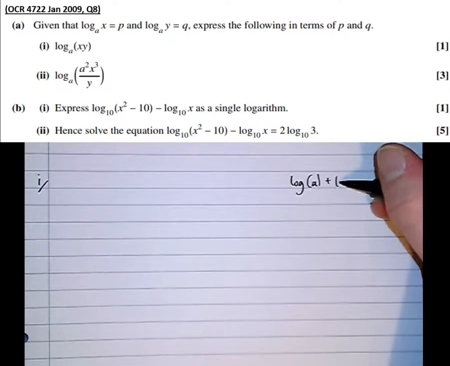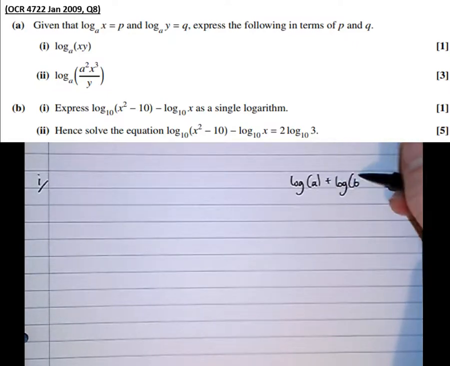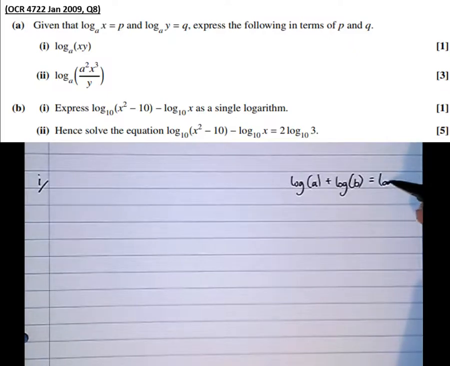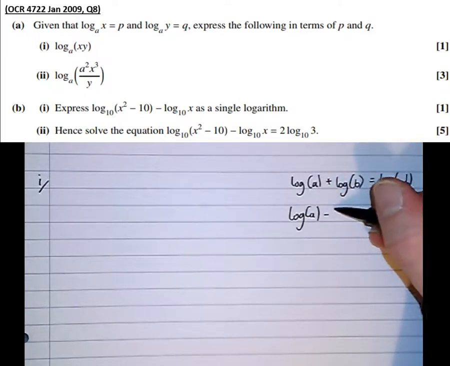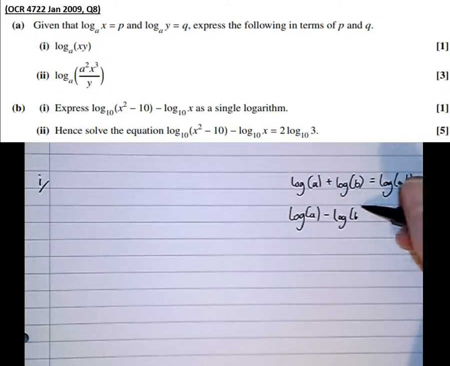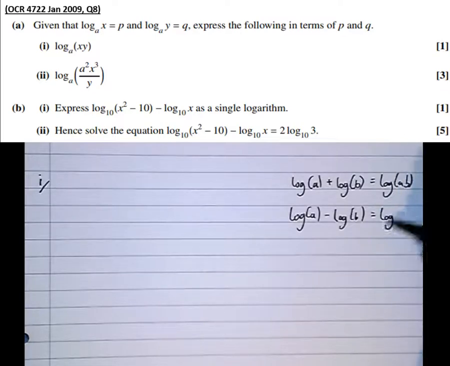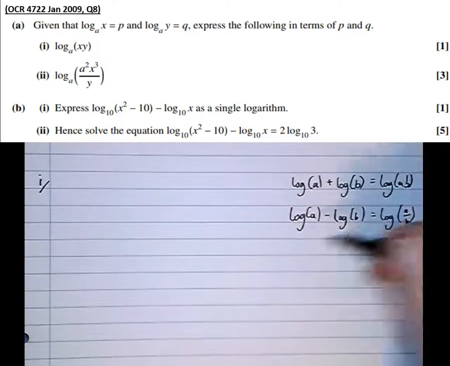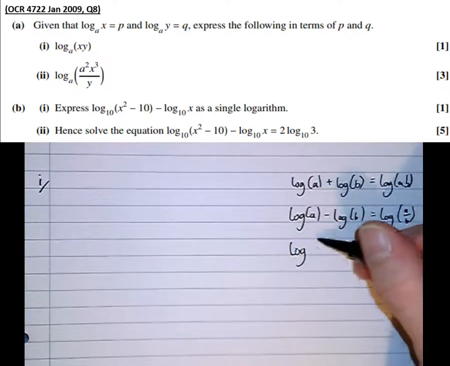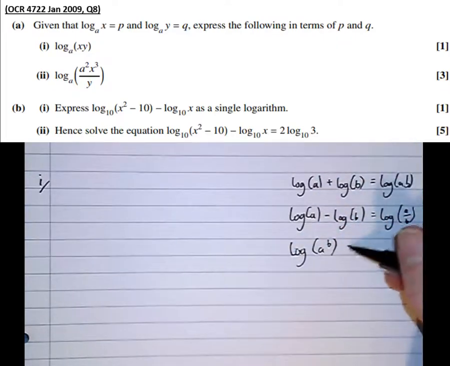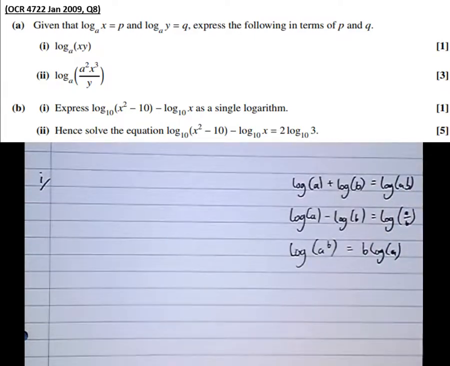So log A plus log B equals log of AB. Log A minus log B equals log of A over B, and then log of A to the B equals B log A. So we should write those every time.